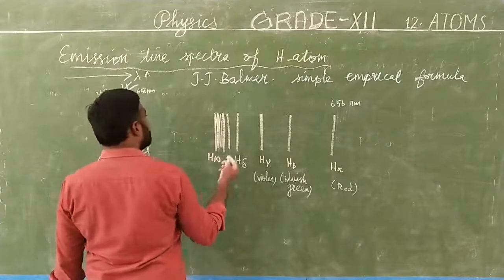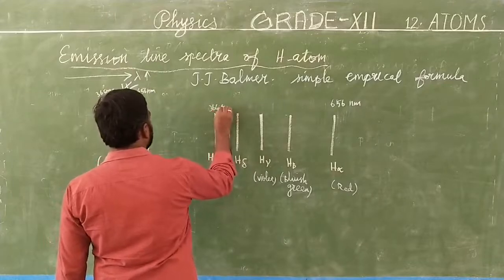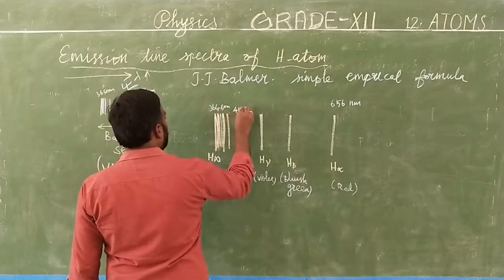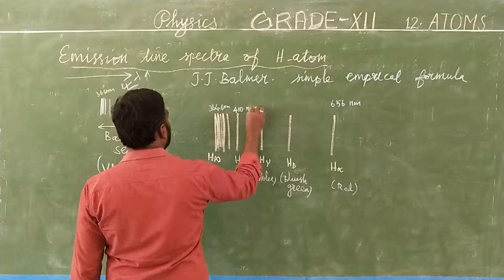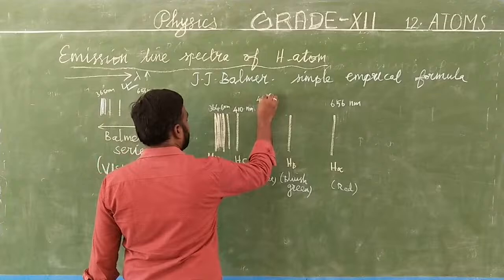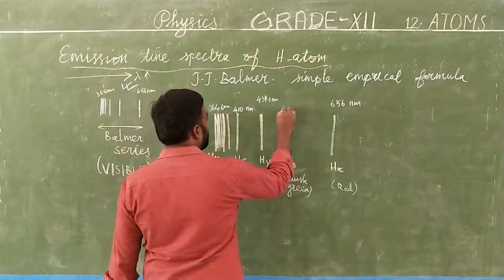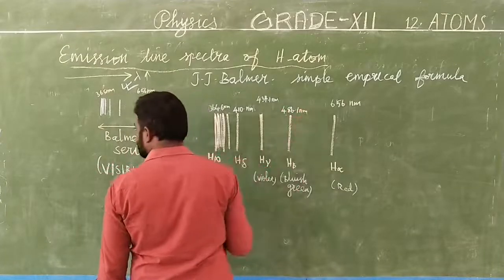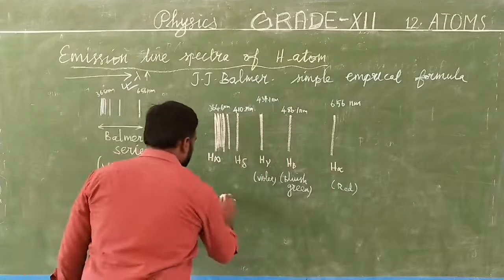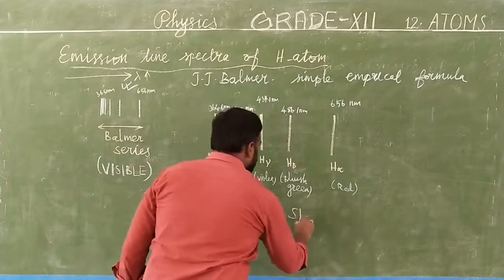The wavelength range begins from 364.6 nanometers for the H infinity line, and for H delta it is 410 point something nanometers, H gamma is 434.1 nanometers, H beta is 486.1 nanometers, and 410.2 nanometers. So this is the visible spectrum in the Balmer series.